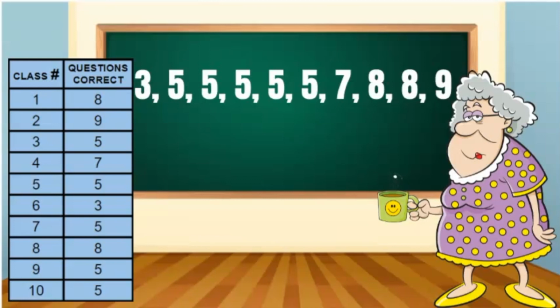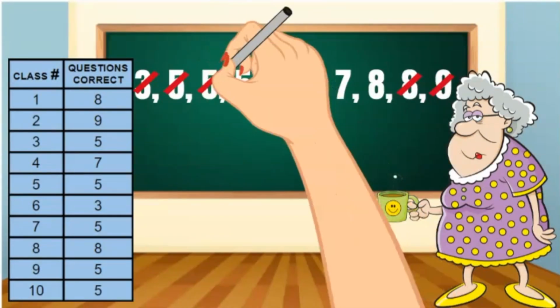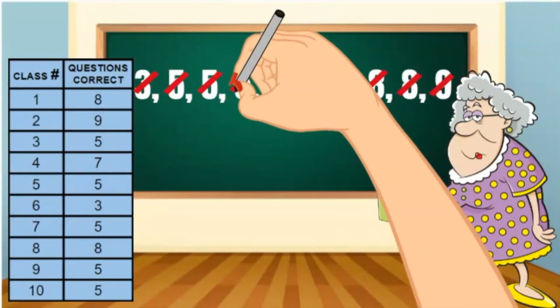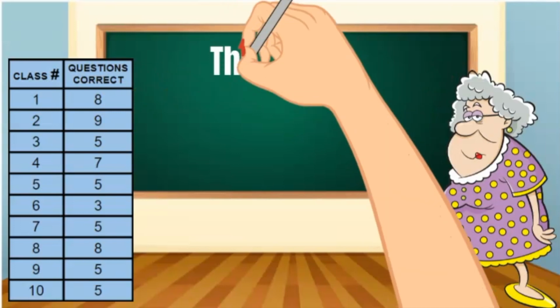I cross the values off one at a time from the beginning of the list, and then from the end of the list. Back and forth. This time I am left with 2 numbers. To find the median I average these numbers, but that's easy since they are both 5. The average is 5. Therefore the median value is 5.